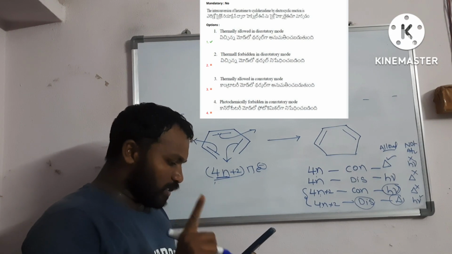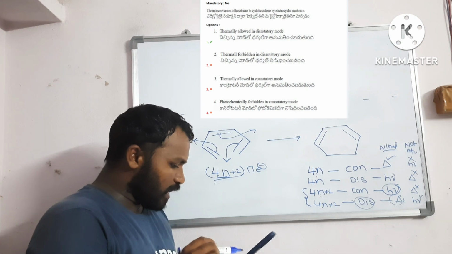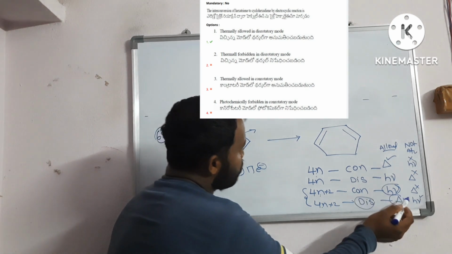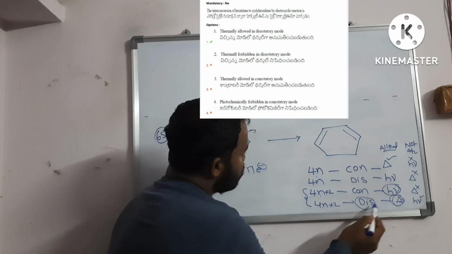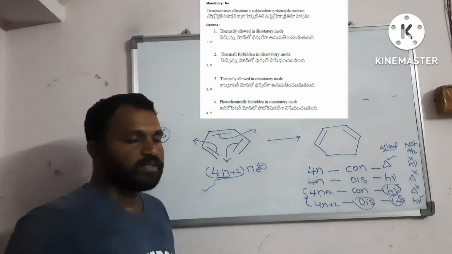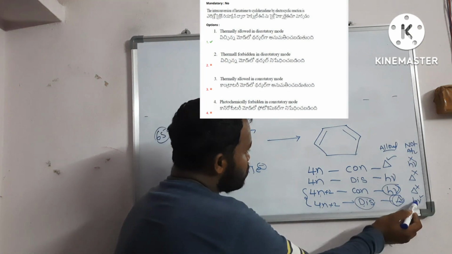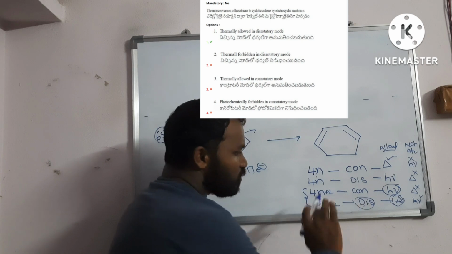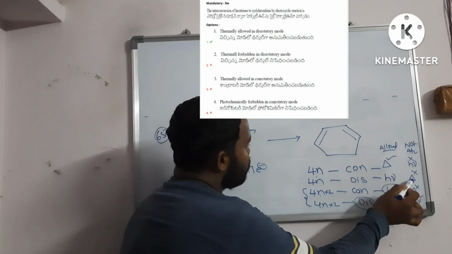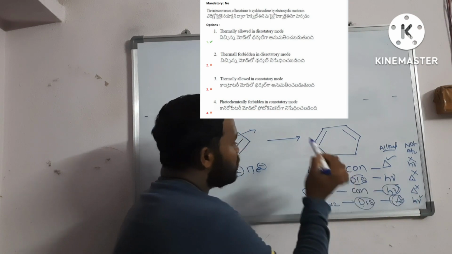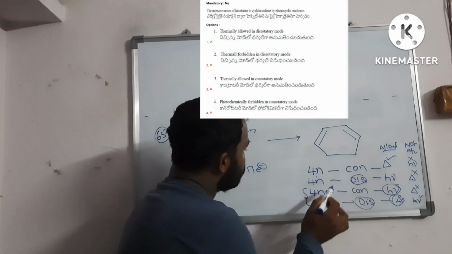I will discuss the first option. The first option is thermally allowed in dis rotation. This is the correct option. We will check the second option: thermally forbidden in dis rotation. Is this forbidden in thermal dis rotation? So wrong option. Next, thermally allowed in con rotation. This is thermally allowed in con rotation, but it is dis rotation. So wrong option.